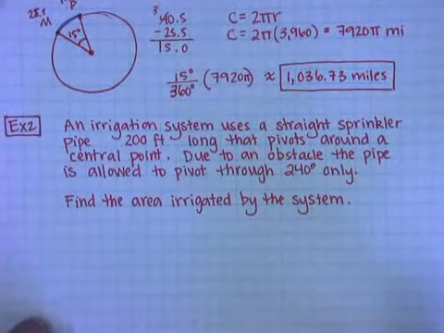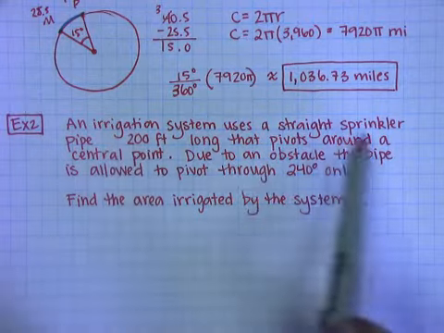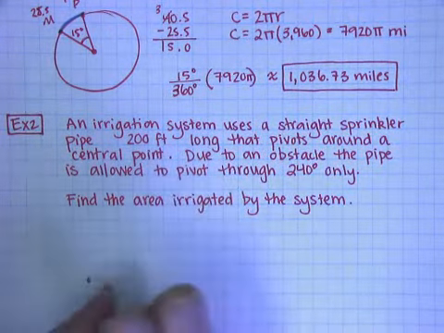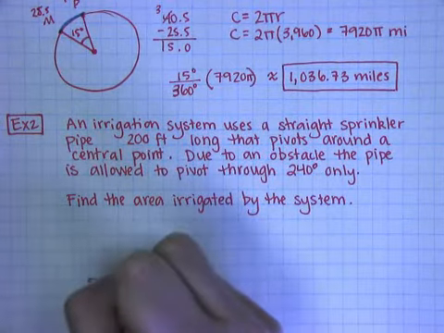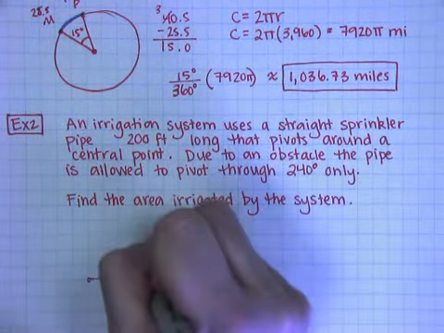All right, next looking at area of a sector. A sector is just a part of a circle again. We have an irrigation system that's using a straight sprinkler pipe 200 feet long. So you've got some pipe that's 200 feet long, and it's pivoting around a central point.